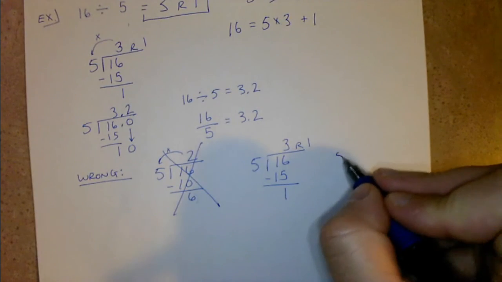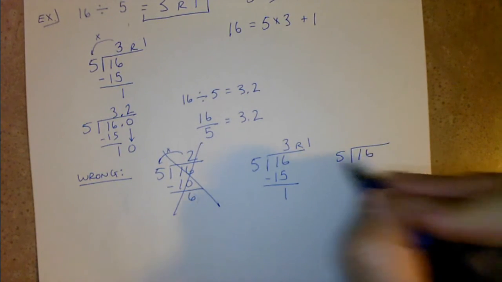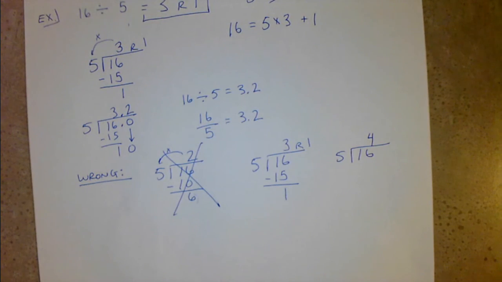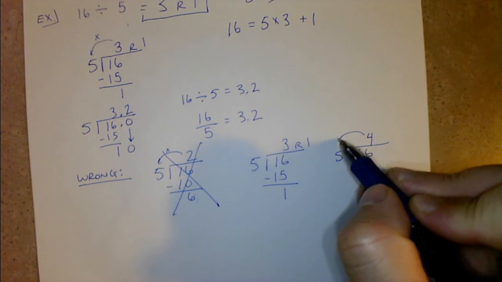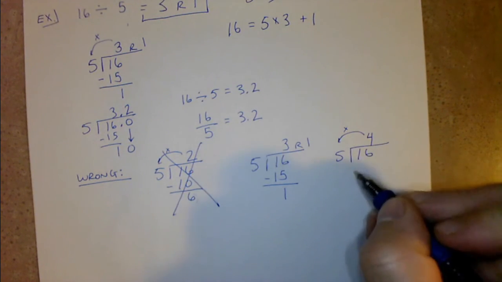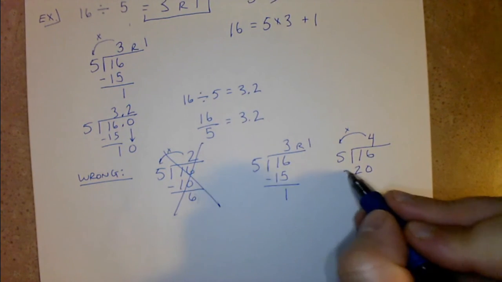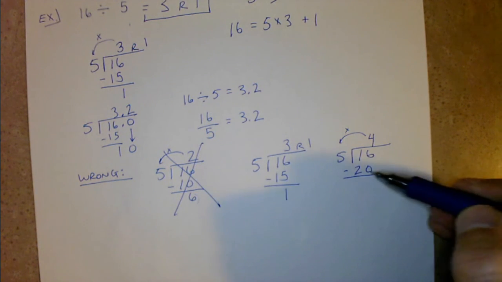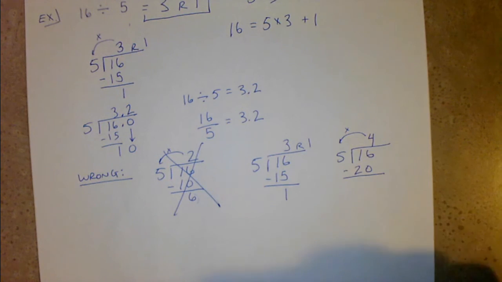Now let's say that you went too far, and you said, all right, 5 goes into 16, let's try 4 times. That's way too big. Here's how you know. I'm going to do this multiplication again. 4 times 5 is 20. And if I subtract these, I get a negative number. 16 minus 20, I cannot take 20 away from 16.